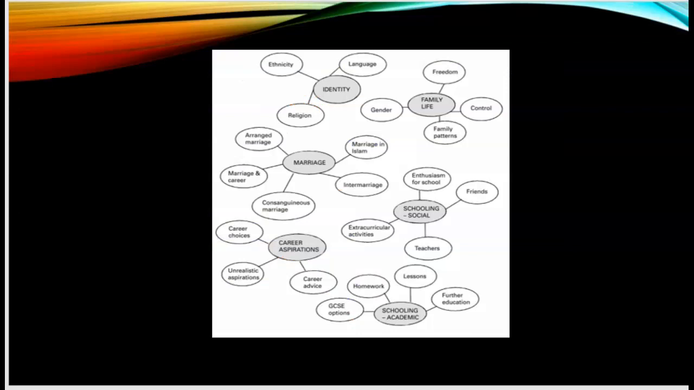The idea here is you take your codes and then you take the categories and you try to connect them all together and see if there's maybe other connections to be made. So maybe one of these, let's say intermarriage, also connects to family life. So you could draw a line also to family life. You could also draw a line maybe to schooling, that kind of thing. Or marriage and career could also go to career aspirations.